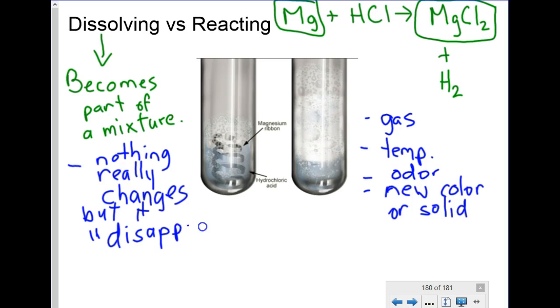If it is a dissolving equation, nothing really changes. It looks like it disappears. If you dissolve something that's brown, it's probably going to turn the solution brown. For example, does anybody mix fertilizer with water? The fertilizer that you use is usually a blue color.